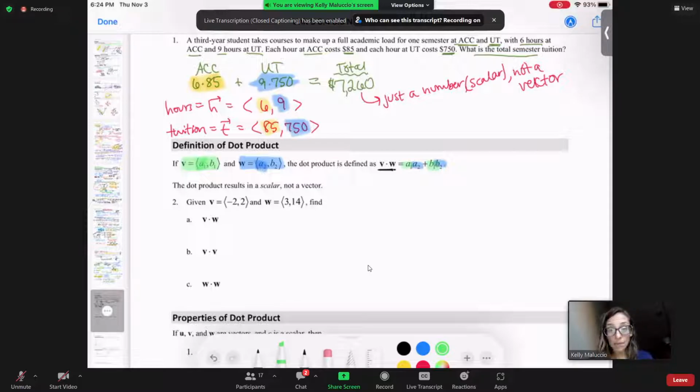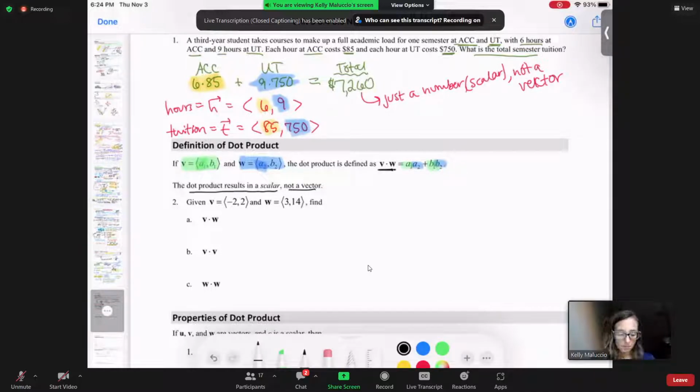And what's happening is we're taking two vectors, multiplying them together, and we actually get a scalar, right? We change from vector to scalar. So that's what this says here. The dot product results in a scalar, not a vector. It's kind of like the magnitude of a vector results in a scalar, right? Because we take the square root of each component squared and we get the magnitude.